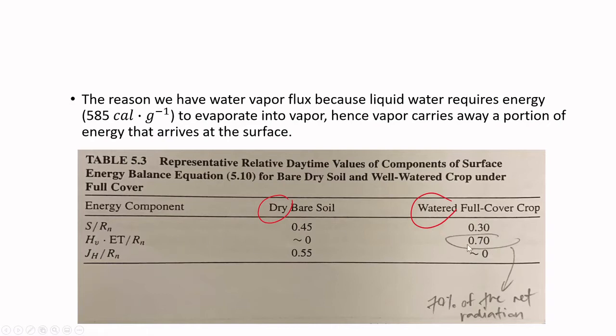It means that when there is a lot of water, the energy lost from the soil is about 70% due to latent heat flux, due to evapotranspiration. That's why water vapor flux is very important at the surface of the soil, in terms of how the energy is being lost at the surface of the soil.